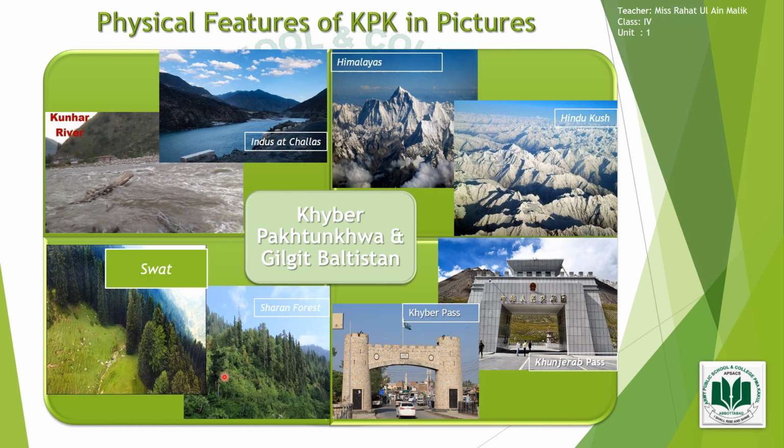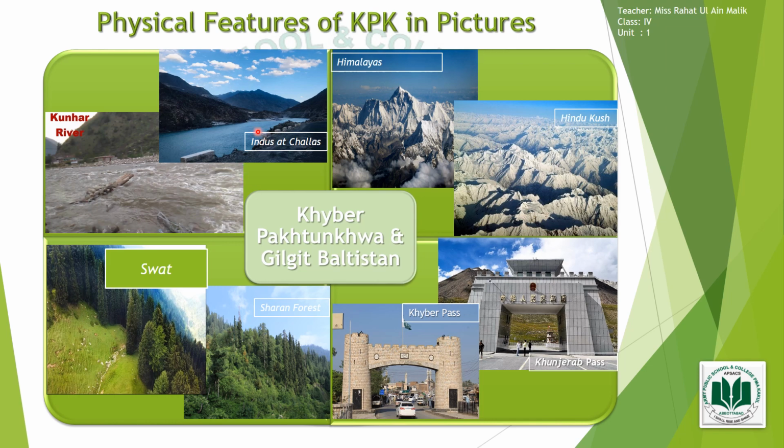Okay, then we had talked about the forest, that Khyber Pakhtunkhwa has 57% of the total forest area of Pakistan. So this is a view of Sharan forest, and this is one of the views of the forest of Swat, right? Whenever you look at a picture, just recall what we have just read, so that you can get an idea. One of the objectives was to connect the pictures to the text. In this way, you will be able to connect the picture to the text.